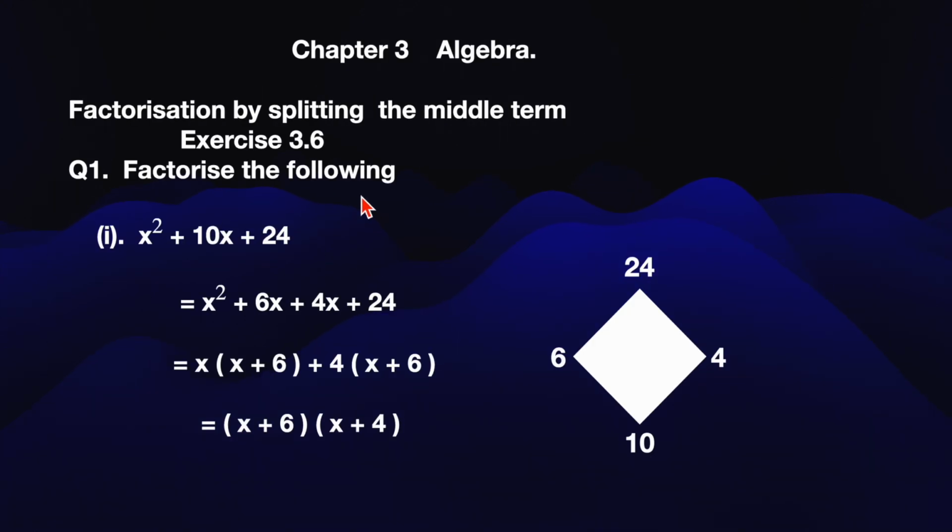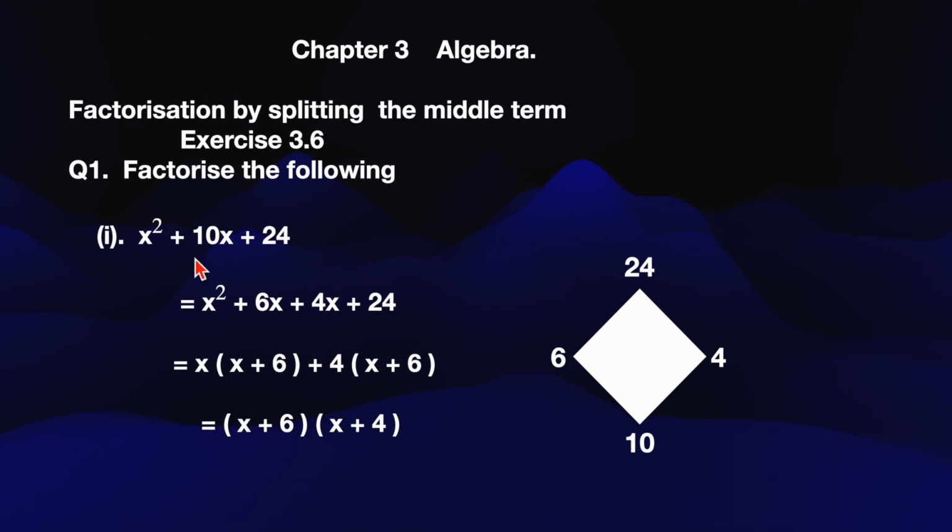Factorize the following. Factorization by splitting the middle term. So here in these sums, we are going to split the middle term and then factorize it. In the previous exercise 3.5, we learned how to use identities to factorize polynomials. Now we are going to factorize by splitting the middle term.